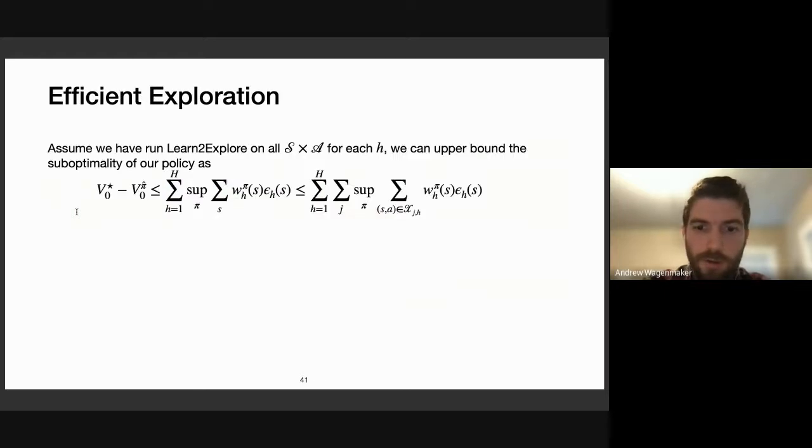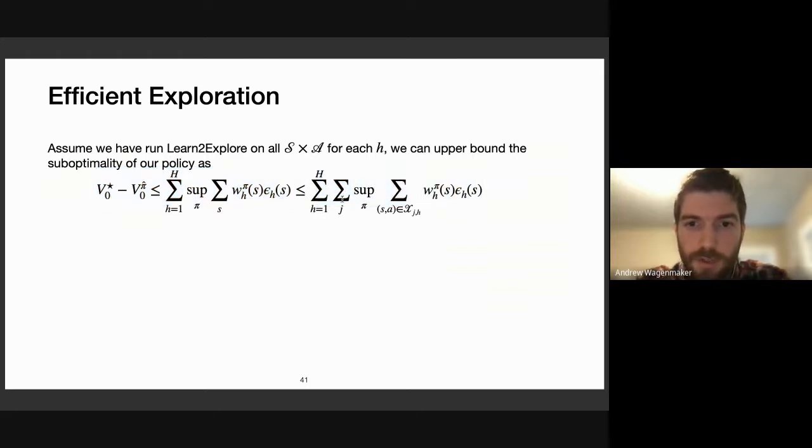Okay, and so great. Now we can actually use this result combined with our error decomposition to show something about what we're able to learn. So again, assume we ran learn to explore. The first inequality here is from our proposition that decomposes the error. And so we're just going to upper bound this by basically the partition.